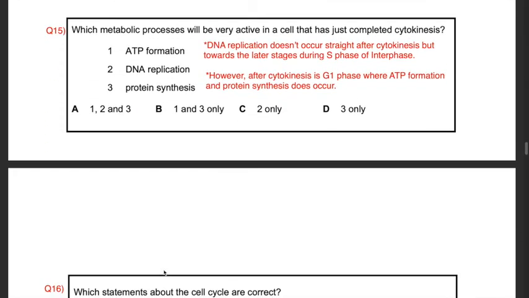Question 15. Which metabolic processes will be very active in a cell that has just completed cytokinesis? 1. ATP formation, 2. DNA replication, 3. Protein synthesis. After a cell has just completed cytokinesis, the following stage will be the G1 phase of interphase, and DNA replication doesn't occur at all straight after cytokinesis because DNA replication occurs during the S phase of interphase, which is somewhat towards the end of interphase. However, after cytokinesis, during the G1 phase, ATP formation and protein synthesis obviously do occur, hence the answer being B, 1 and 3 only.